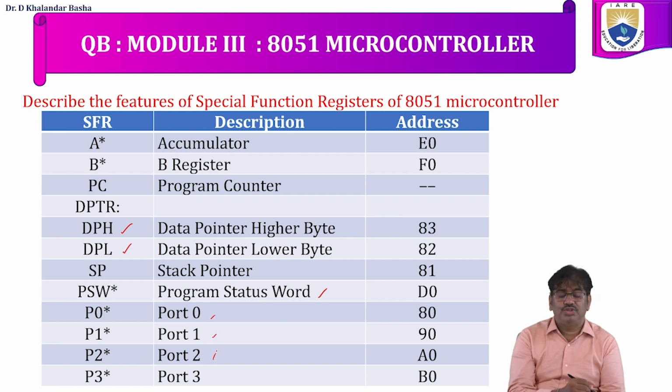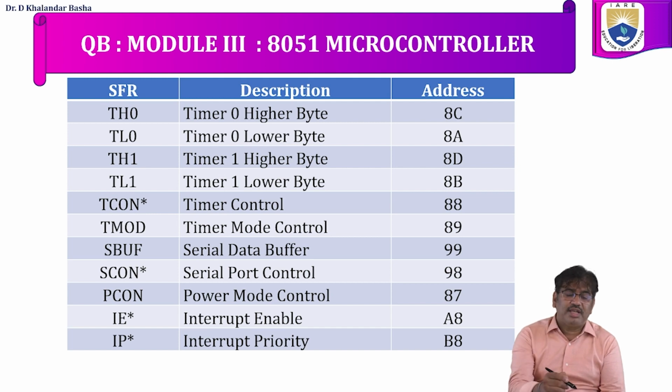Next, we have port 0, port 1, port 2, port 3 to have the data transaction with IO device, either to the IO device or from the IO device. Next, for timers, timer 0 count will be specified in TH0 and TL0. For timer 1, TH1 and TL1. For configuring the timer, we have timer control. For selection of mode of the timers, we use TMOD.